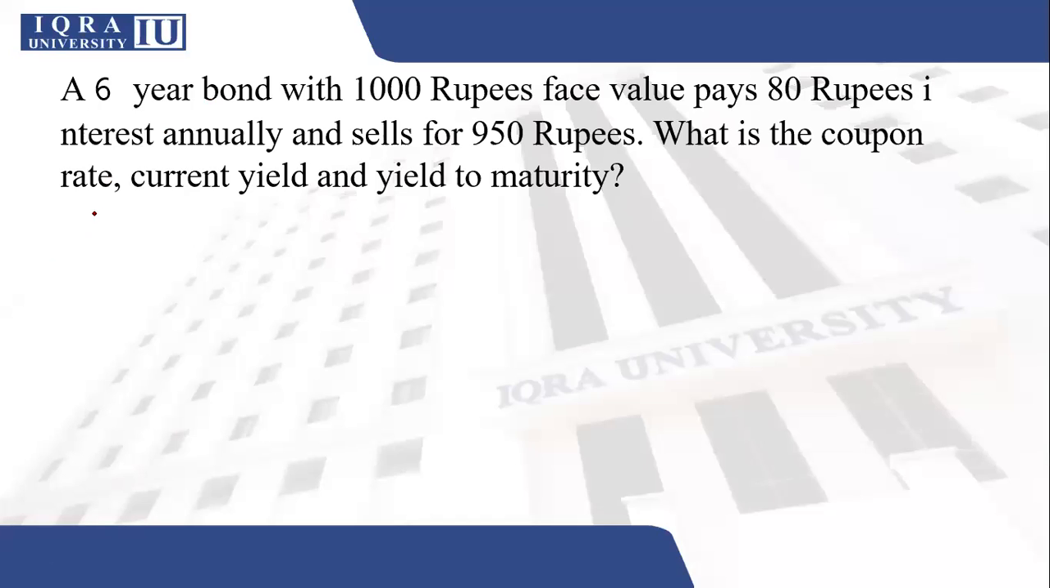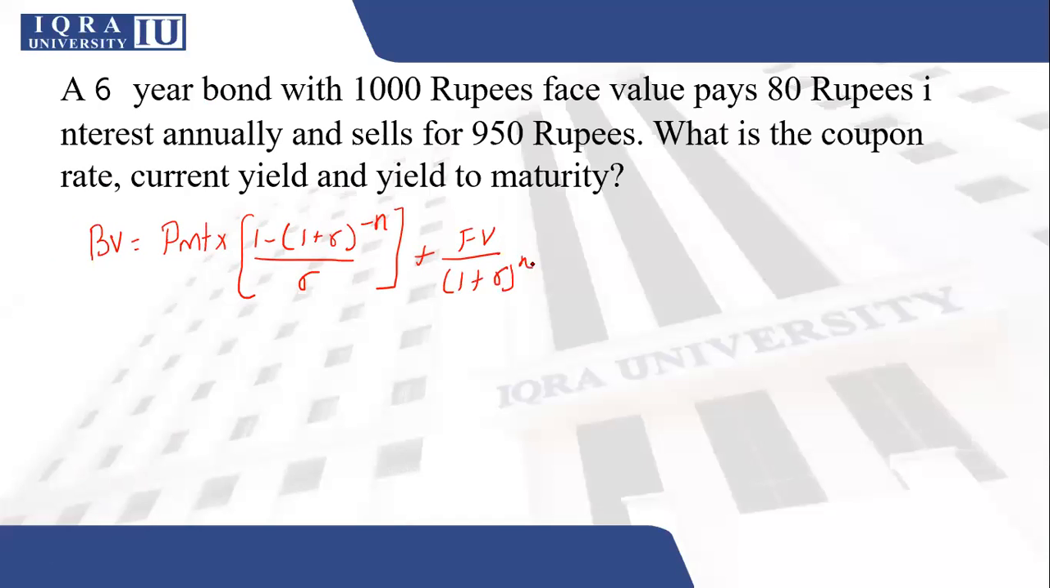So for that, we're going to write down the bond valuation formula, which is your PMT multiplied by 1 plus R, or I'll just leave it R right now, to the power minus N. I'm going to write the whole formula so you don't get confused, plus we have face value over 1 plus R to the power N. Now we're going to plug in the values.